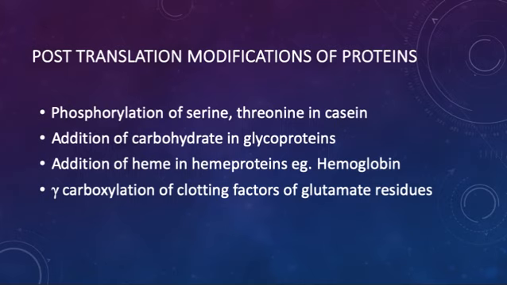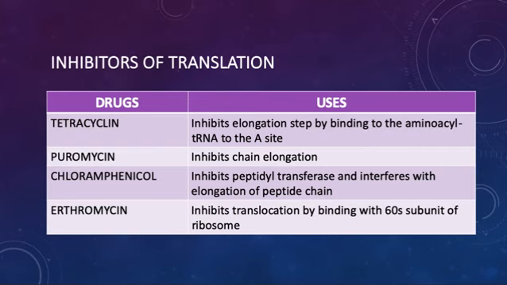So post-translational modification of proteins comes as a short note. So you'll have to know what it is, write the definition and write the examples of post-translational modification. So this is about the steps of translation and the post-translational modification. So next we'll go on to the inhibitors of translation.